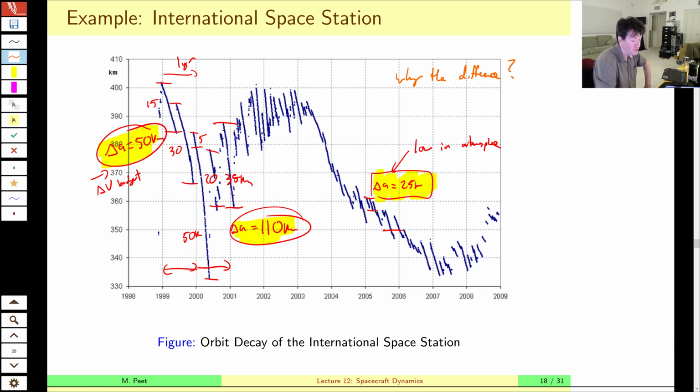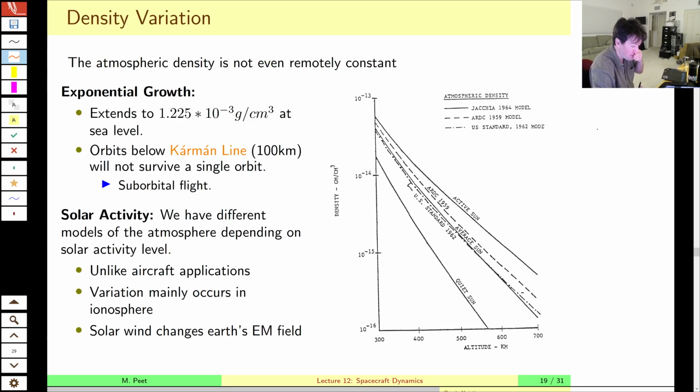And the answer, of course, is that rho changes with time. The density of the atmosphere, even at a fixed altitude, changes with time year to year, right? It's not day to day, although there's some of that, but it's mostly year to year due to activity of the sun.